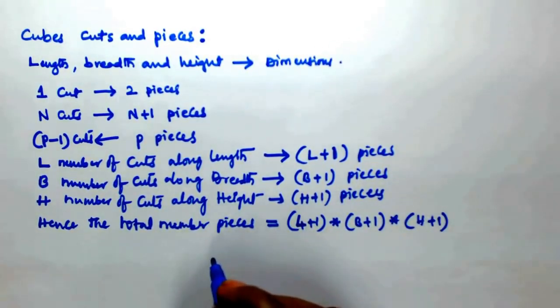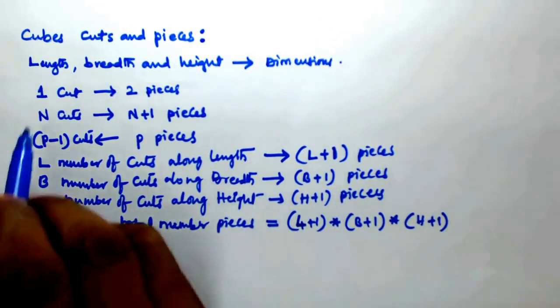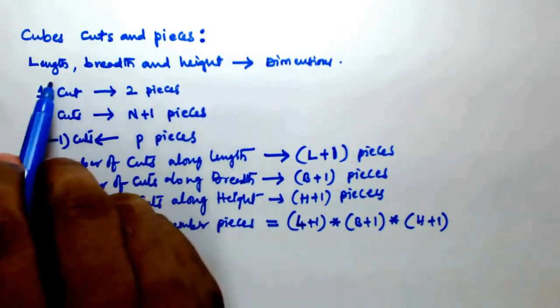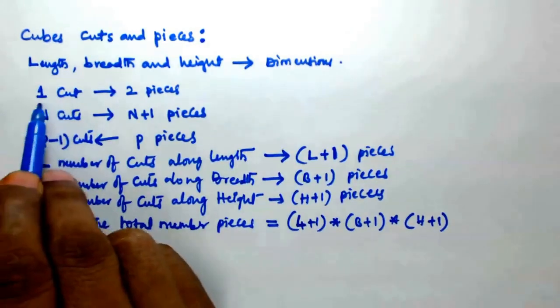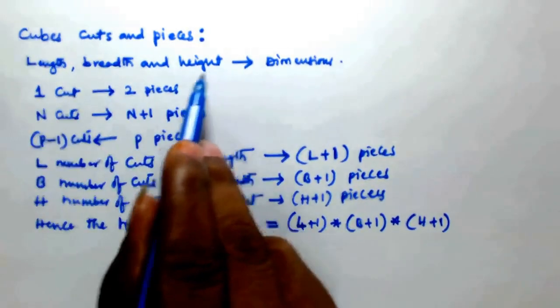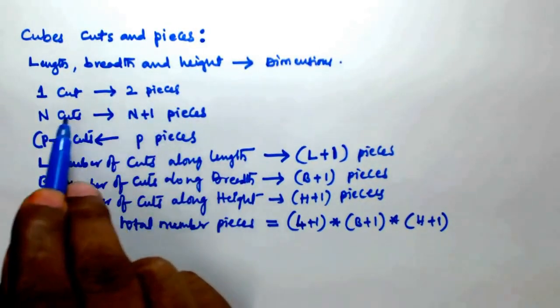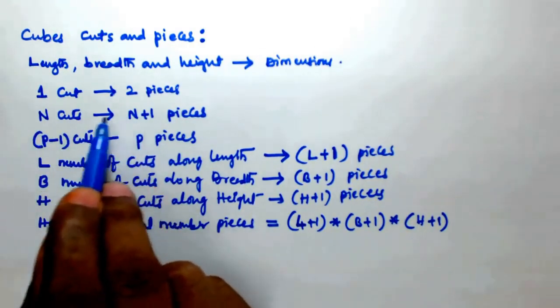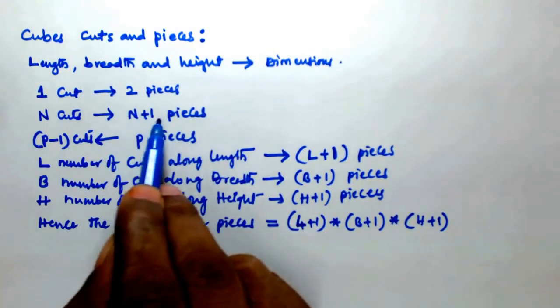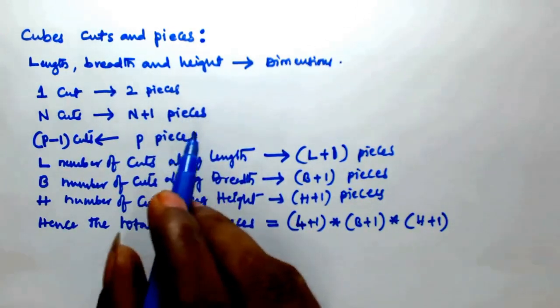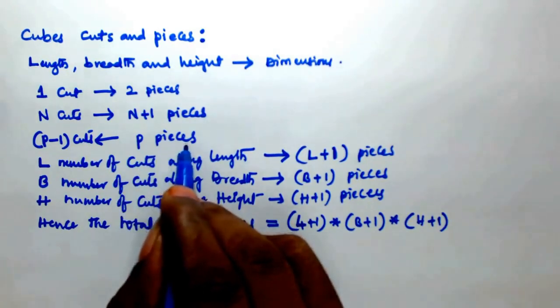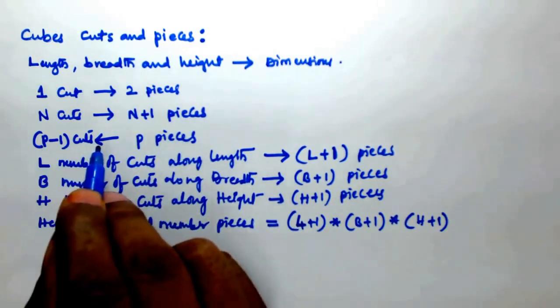Okay, so here again I will repeat. There are three dimensions in the cube: length, breadth and height. If we make one cut along any one of these dimensions, we will get two pieces. If we make n cuts along any one of these dimensions, we will get n plus 1 pieces, right? So if we have p pieces, then we have to make p minus 1 cuts.